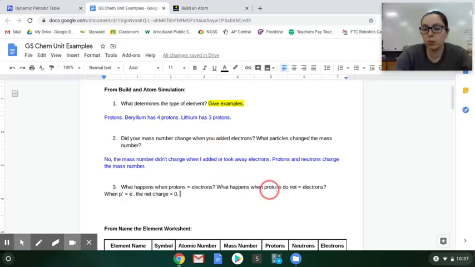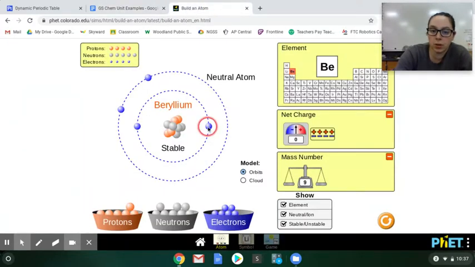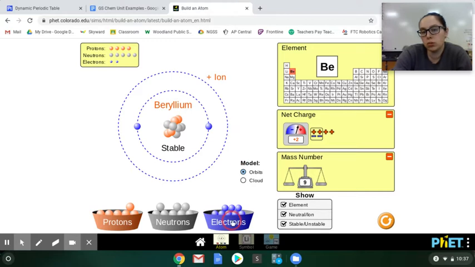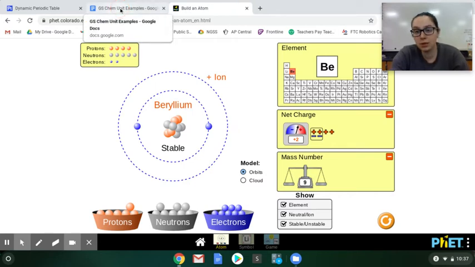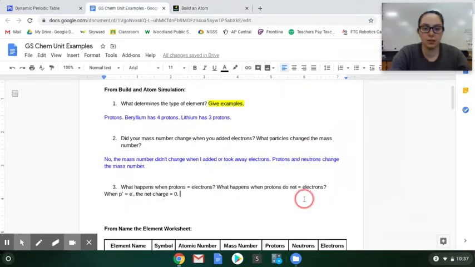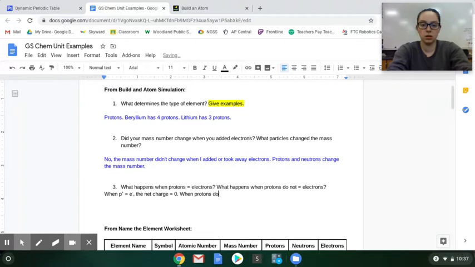What happens when protons do not equal electrons? So let's look. I'm going to take away some electrons. 1, 2. Okay, so I took away 2 electrons. Now I have a net charge, and our net charge is plus 2 because I have 2 more protons, or 2 more plus charges than minus charges. Now, at the time that you were doing the simulation, you had no idea what an ion was, but now that you know, you should be able to see why this is an ion. So when protons do not equal electrons, there is a net charge.